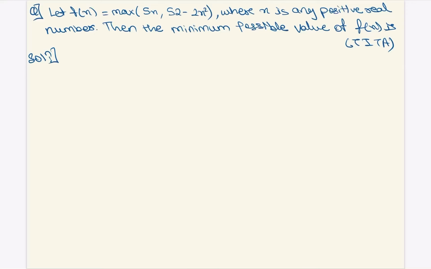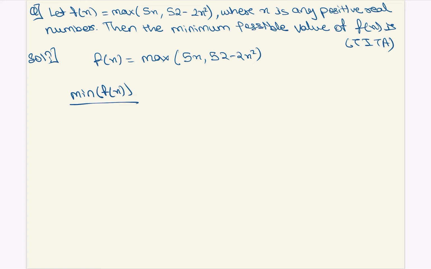So let's take a look at this question. We have f of x, which is the maximum of either 5x or 52 minus 2x square, where x is any positive real number. Then the minimum possible value of f of x is. So we have to calculate the minimum of f of x.